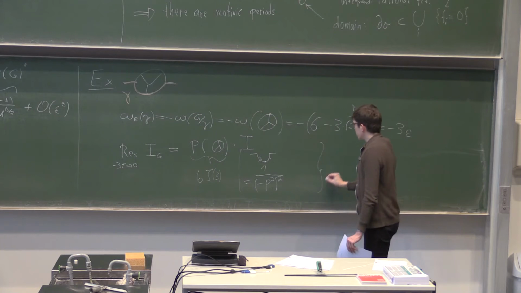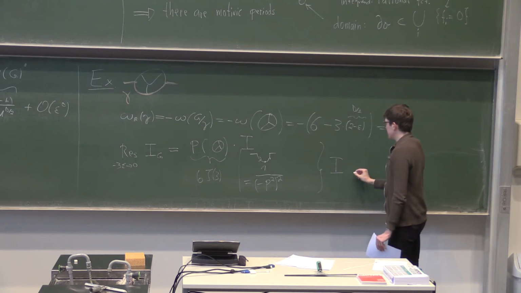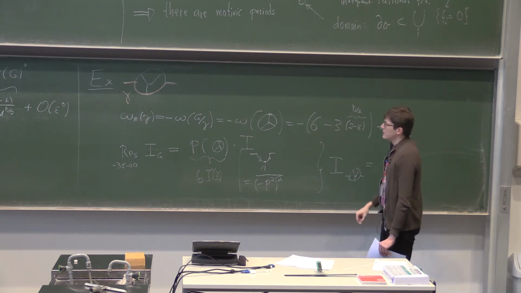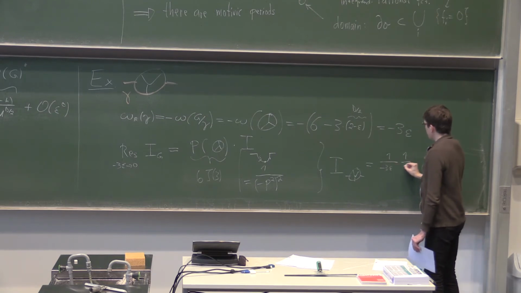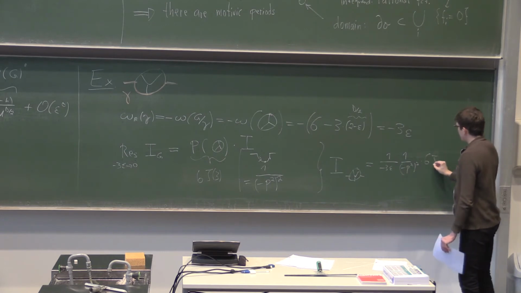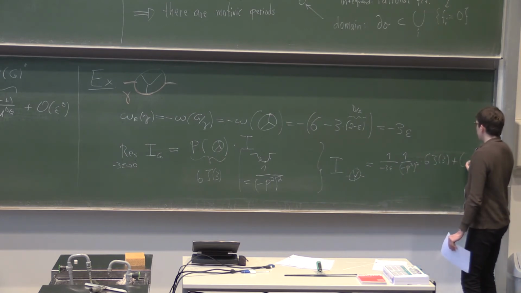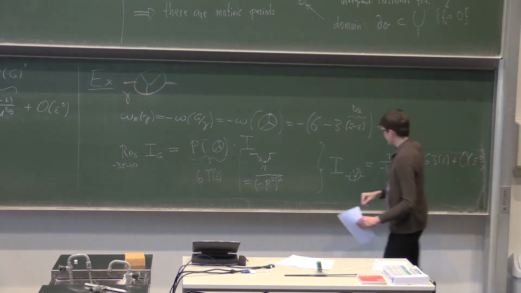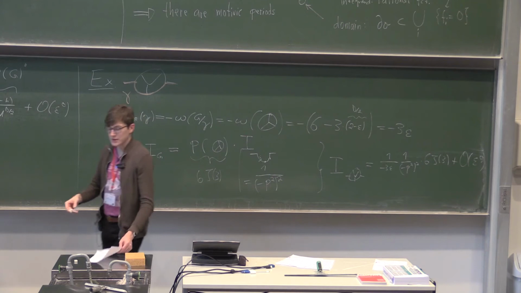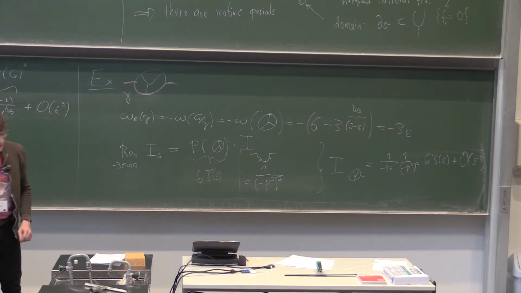So from all of this, you conclude that this integral here does have a pole. And what does the pole look like? Well, it's 1 over minus 3 epsilon, 1 over minus p squared squared, 6 zeta of 3. And then we have finite terms. So I just wanted to show this factorization in an explicit example.